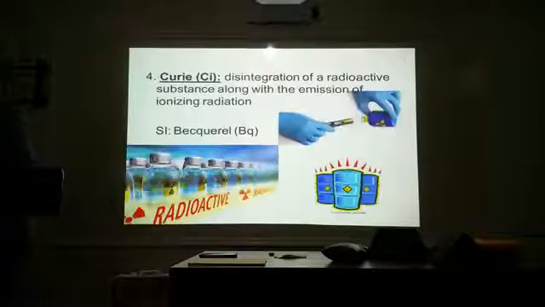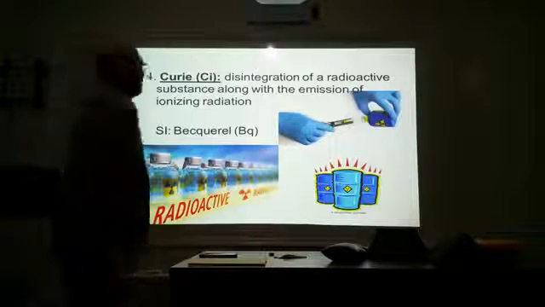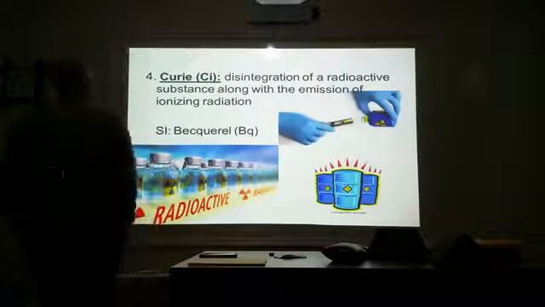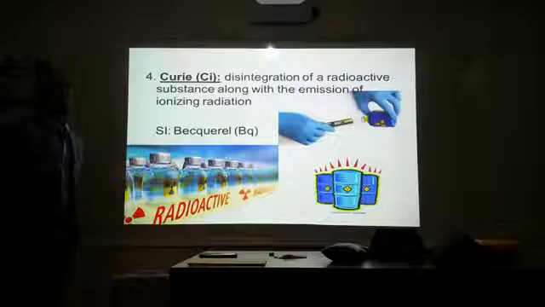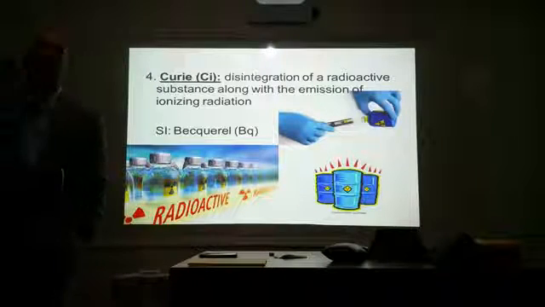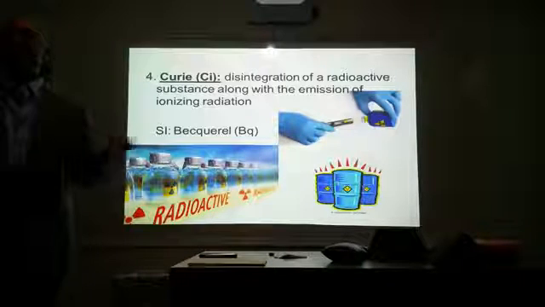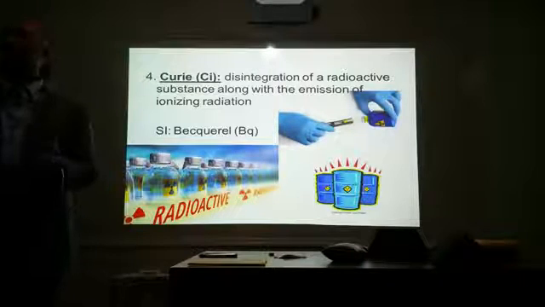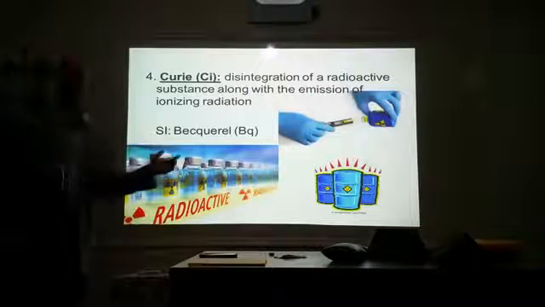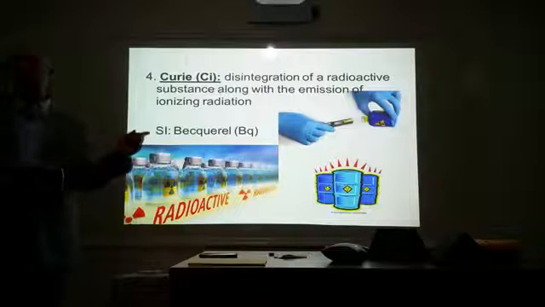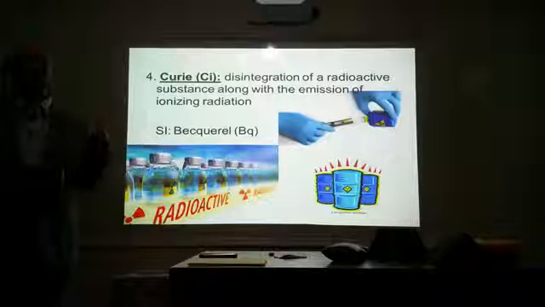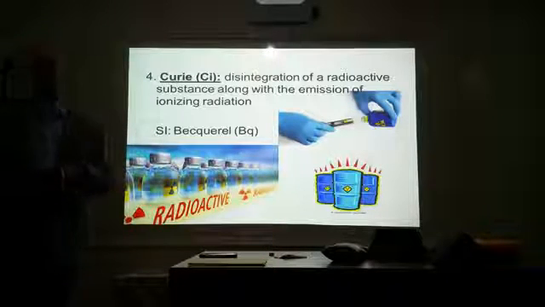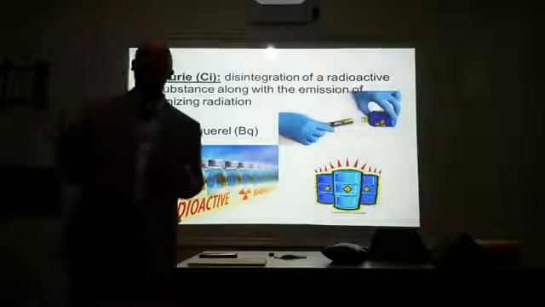Number 4 is the Curie. This refers to the disintegration of radioactive substance along with the emission of ionizing radiation. So we're talking about a radioactive substance. Can you give me an example of why we're concerned with this in the radiology department? Who deals with radioactive substances? Radiation therapy? Not radiation therapy. Nuclear medicine. Yeah, nuclear medicine, because they have radioactive isotopes.